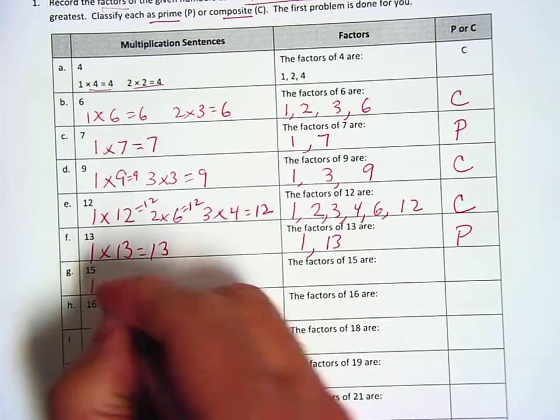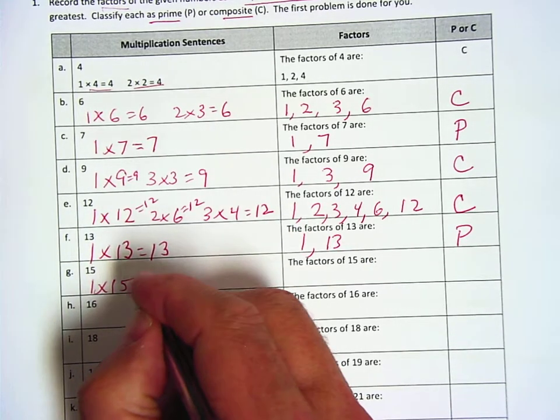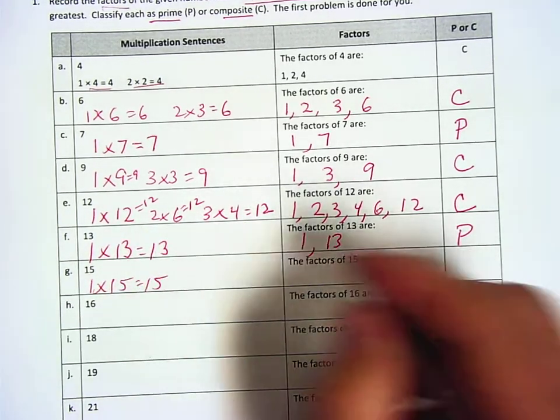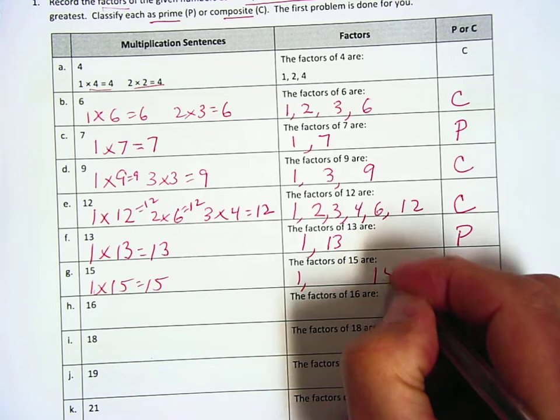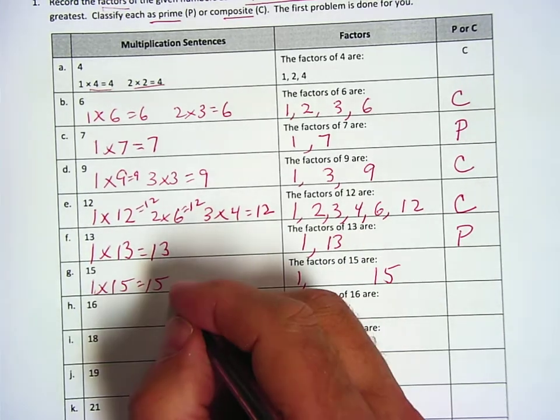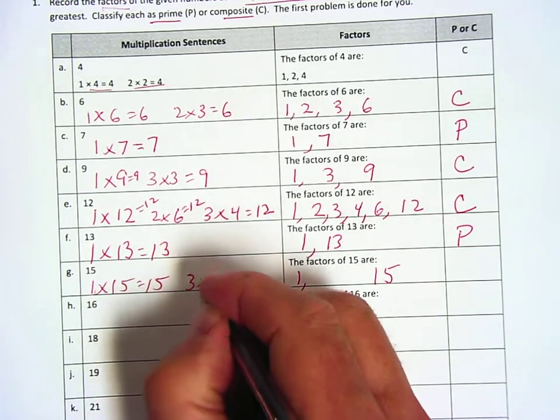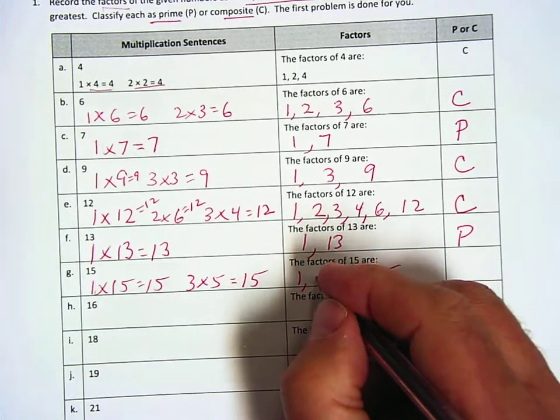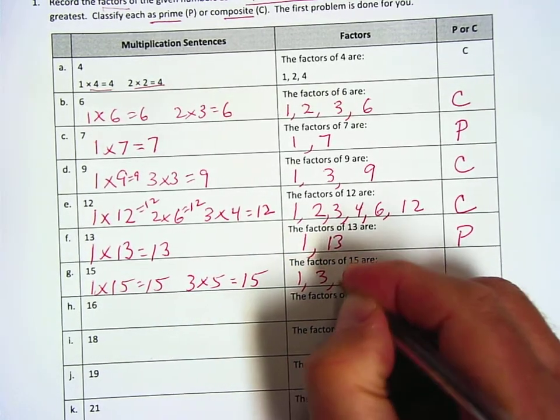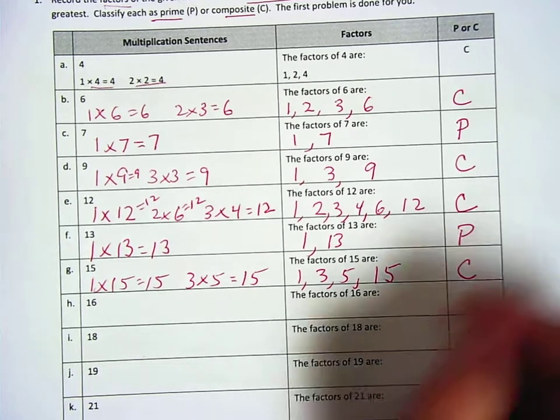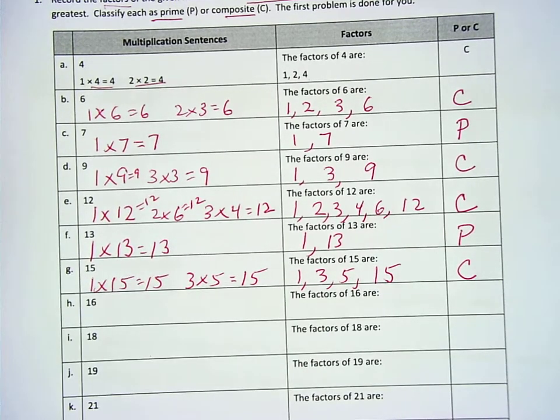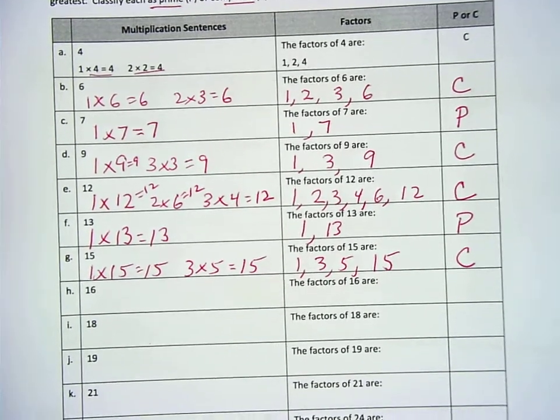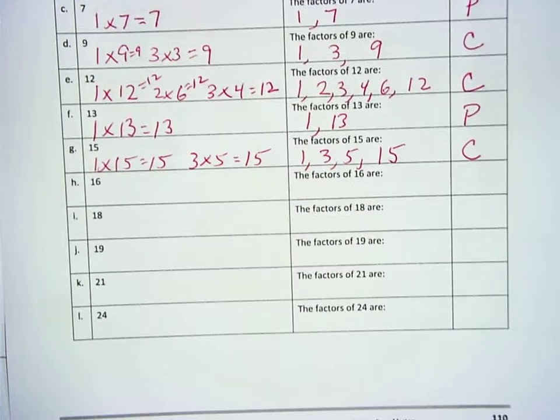15. Well, I have 1 times 15 is equal to 15. Are there any other ways to make 15? Well, let's see. How about 2? No, how about 3 times 5 is equal to 15? Okay, so then our other factors are going to be 3 and 5. So it's composite. And again, if I'm going too fast, I'm going to go through the rest of these fairly quickly. You can always hit the pause button.